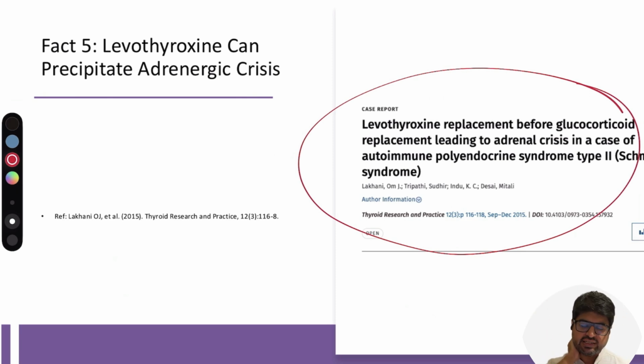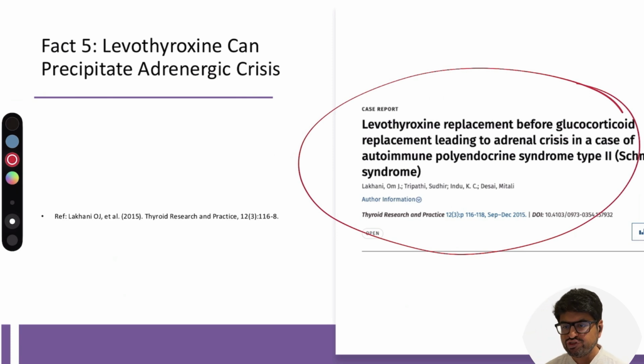The point I'm trying to make is that, of course, levothyroxine itself does not lead to adrenal insufficiency. It can unmask an adrenal crisis, right? So a patient who has simultaneously adrenal insufficiency with hypothyroidism, if you treat the hypothyroidism first, the adrenal insufficiency can get unmasked and can precipitate an adrenal crisis. This is exactly what happened in the patient which we had reported as a case report. So that's something which you have to be very, very aware about.